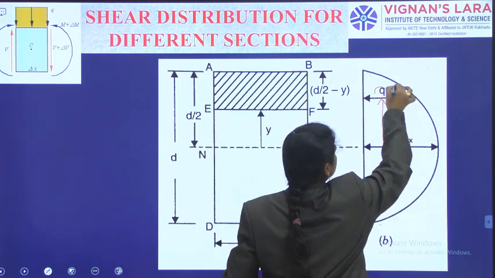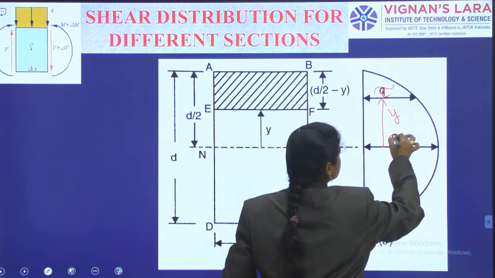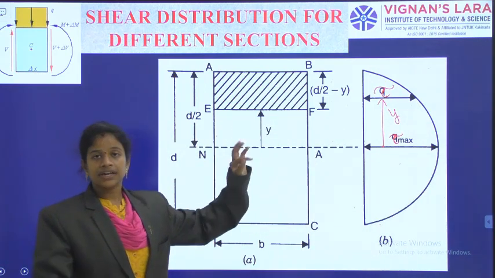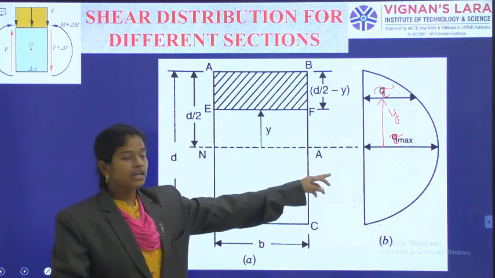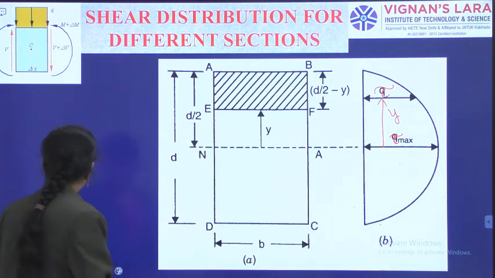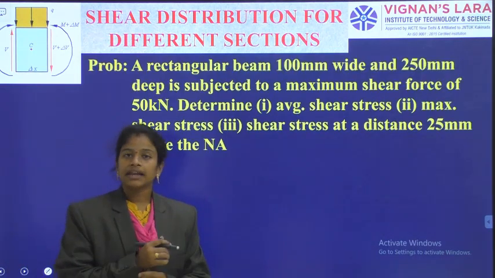With respect to tau, and it is tau max. So the tau max, tau and y. For every y, there is a tau, and at the neutral axis, the tau is tau maximum. At the edge, it is 0. Now I am going into a problem for a rectangular section.